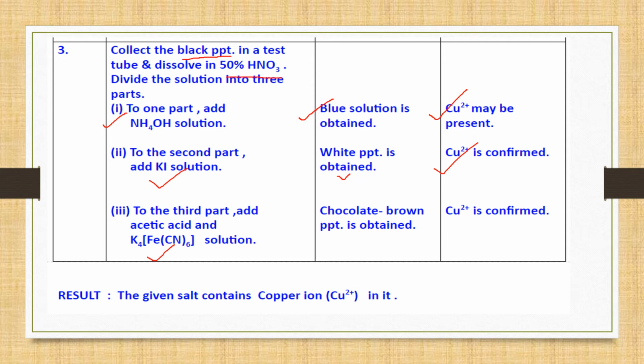Generally, there is another reagent, potassium ferricyanide, K3[Fe(CN)6] in the lab. So be very careful, otherwise you will not get the required color in the test tube. It has to be K4[Fe(CN)6], potassium ferrocyanide, and you will get a chocolate brown precipitate, which will confirm again the presence of Cu2 plus in the given salt. And then you'll write the result according to the aim, that the given salt contains copper ion, in the bracket symbol Cu2 plus, in it.